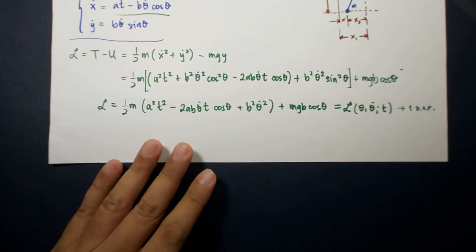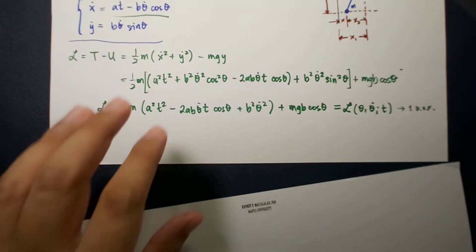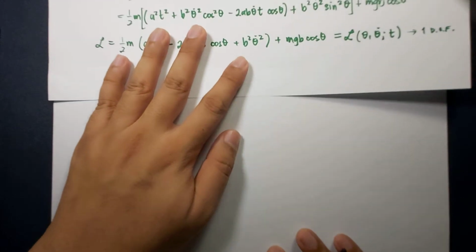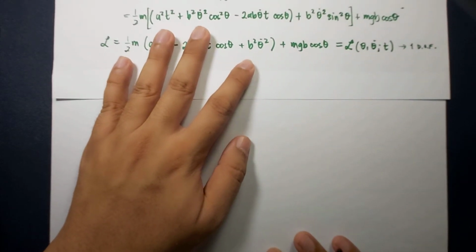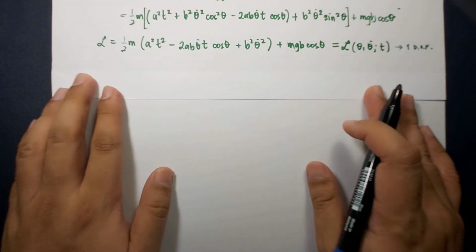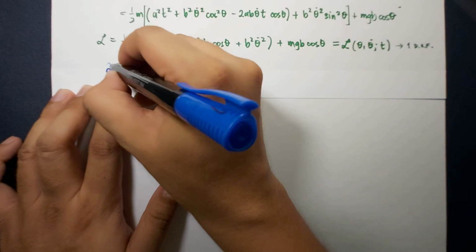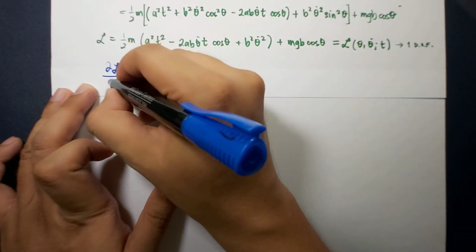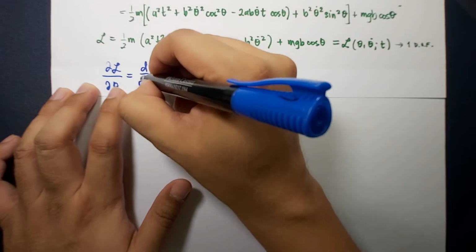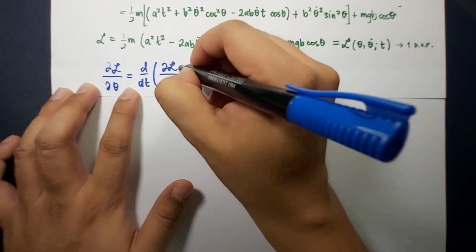Let's do this. If that is your Lagrangian, the Euler-Lagrange equation is given by the partial derivative of L with respect to theta, which is equal to the total derivative with respect to time of the partial derivative of L with respect to theta dot.